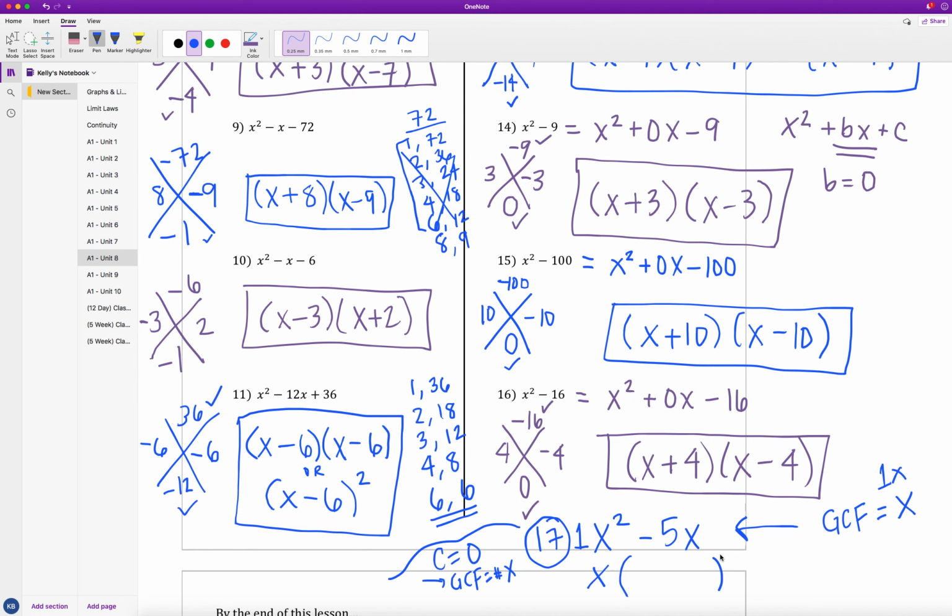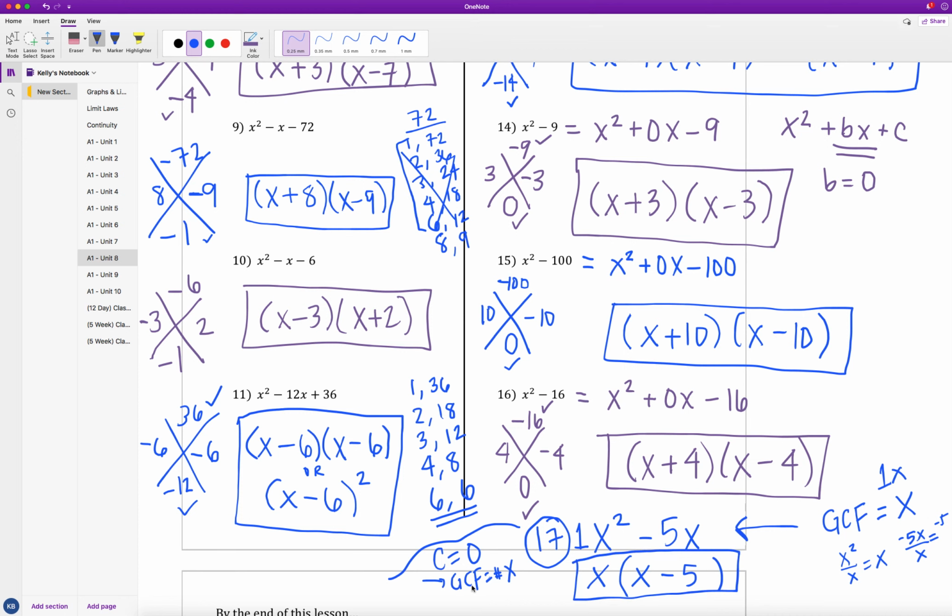Remember, to factor it out, we put the greatest common factor out in front, and then inside is what's left over when we divide each term by our greatest common factor. So when I divide these, I'll have x squared divided by x. Well, that will just give me x. So my first term now is a single x. And then -5x over x will give me -5. So I'll get x minus 5 left over. And this is the factored form for something when our c term equals 0.